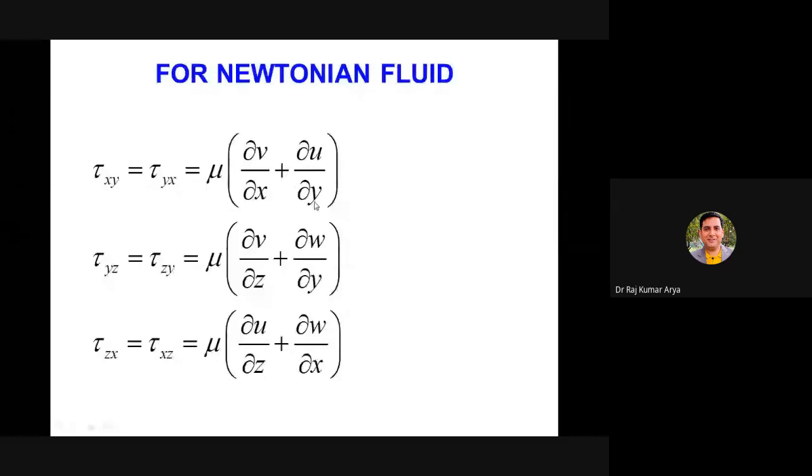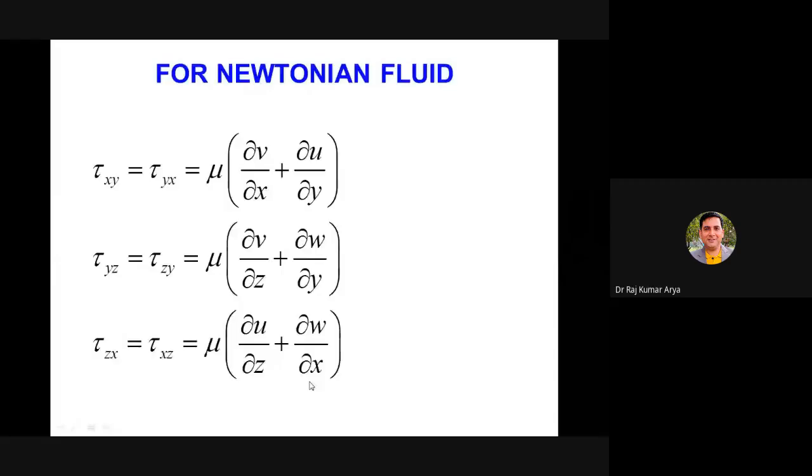Same way you can write for tau yz. Now you are talking about the motion in the yz plane. So yz plane or zy plane, both are the same. So you can write mu times del v upon del z plus del w upon del y. Same thing for the zx plane. So for the zx plane, you will write tau zx or tau xz would be mu times del u upon del z plus del w upon del x. So these are the stresses in all three planes, individually in the xy plane, yz plane and zx plane. So you have the expression of tau.